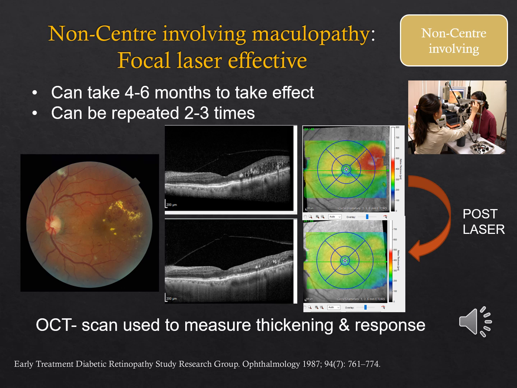Don't forget, it can take up to 4 to 6 months for the laser to take effect, and it can be repeated 2 to 3 times, usually leaving at least 4 months between treatments. This is an example of what the effect of the laser treatment has on the retina. We use OCT scans, optical coherence tomography scans, to assess the response of the laser treatment. And we can see here that the thickened area in red has disappeared 4 months later, showing the effectiveness of the treatment.